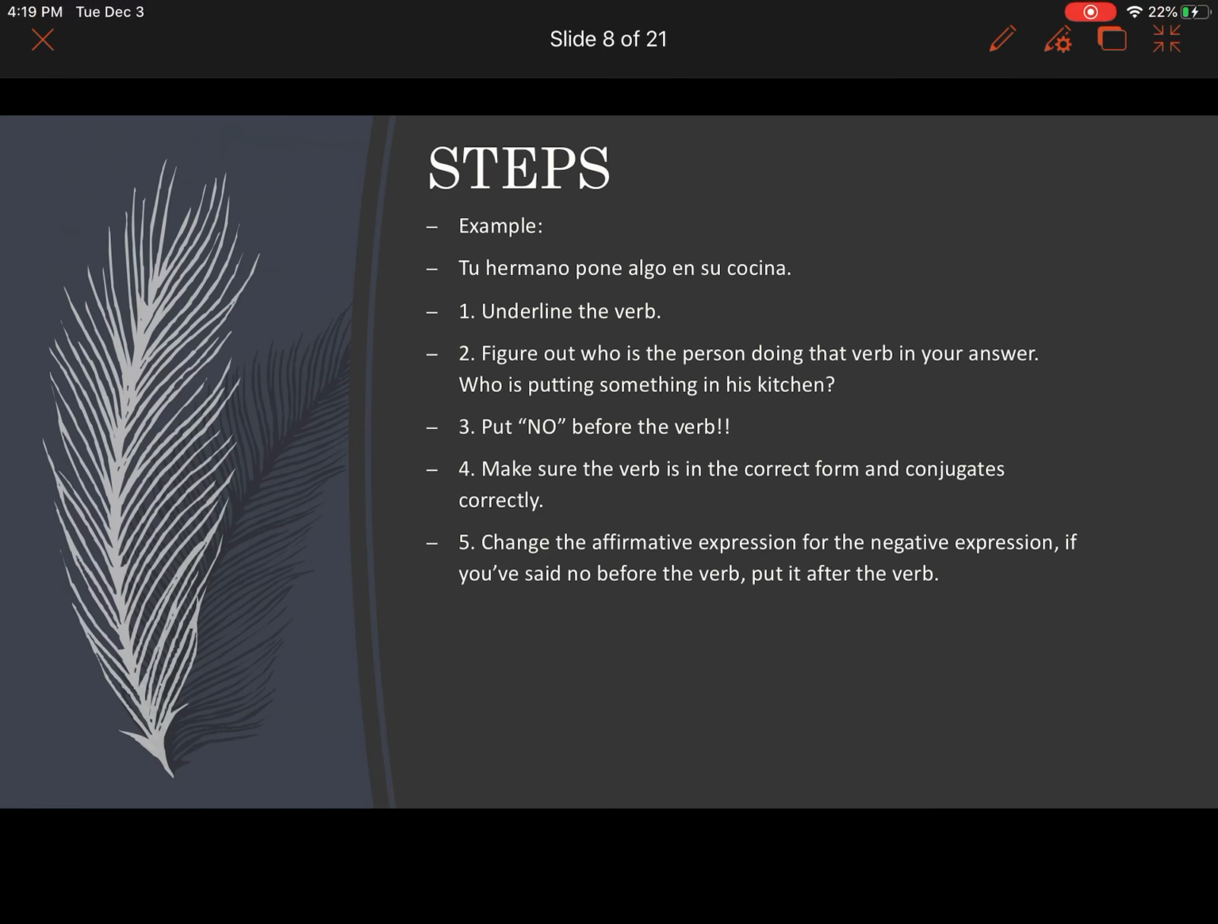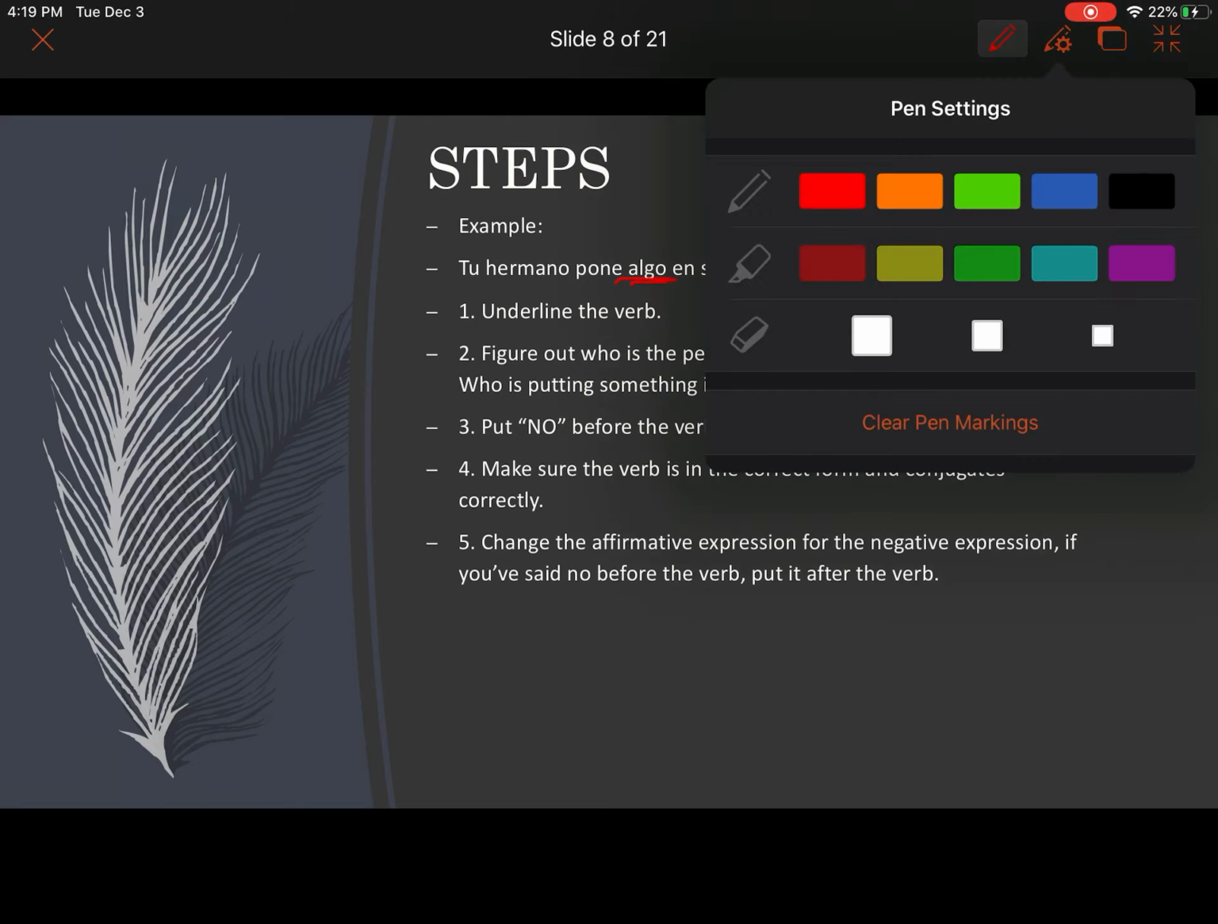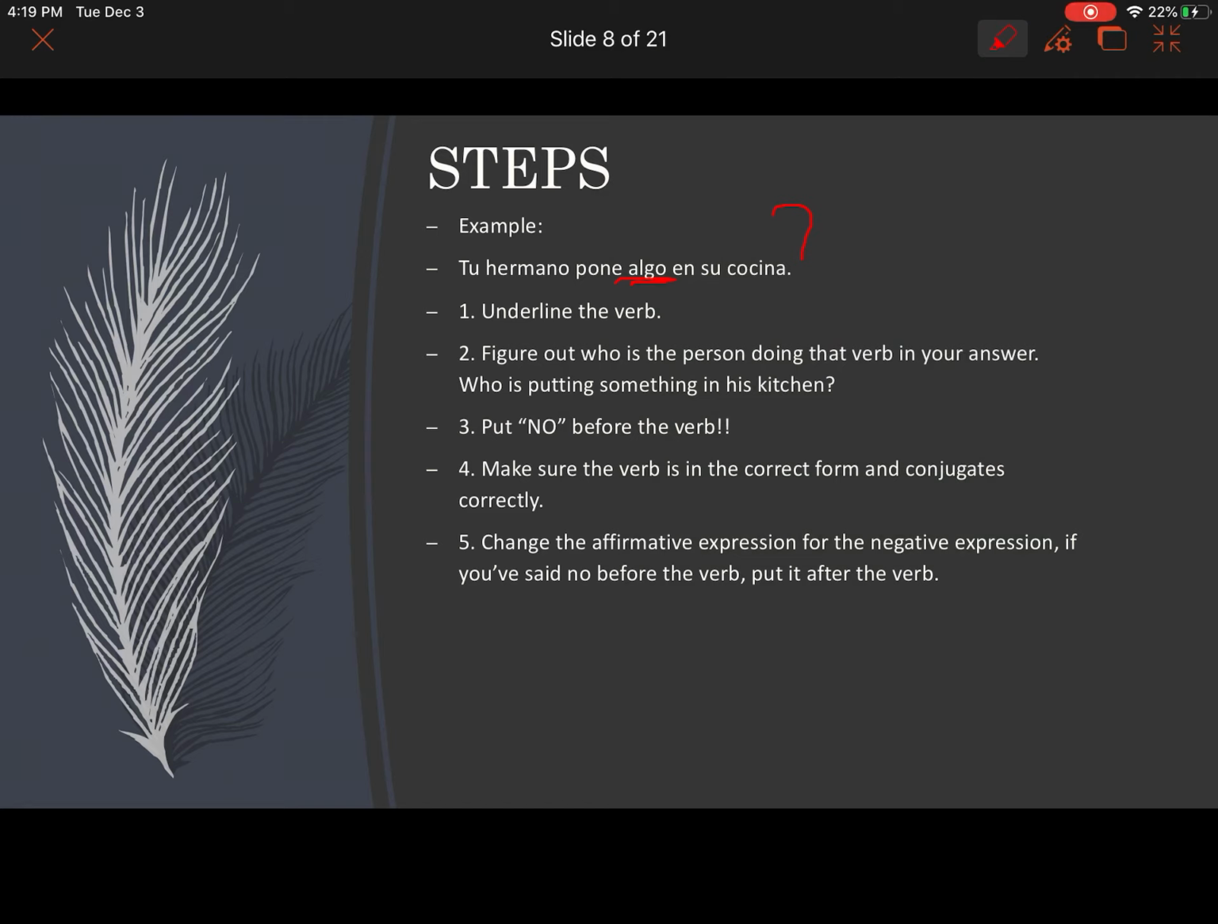So what do we do to answer questions? Here we have a question. ¿Tu hermano pone algo en su cocina? Algo is the affirmative expression. Tu hermano pone algo en su cocina. So the first thing we're going to do when we get this question is underline the verb. The verb is pone, to put.